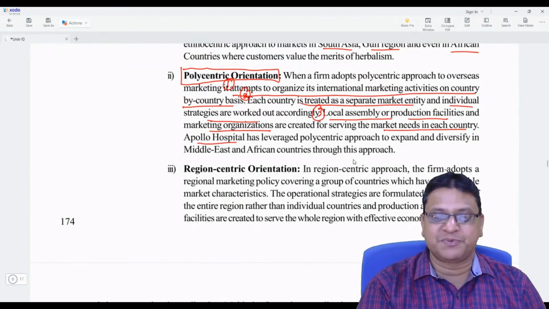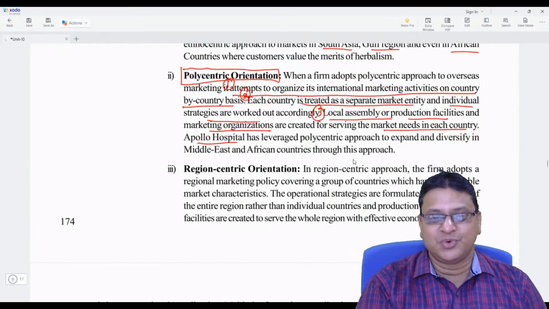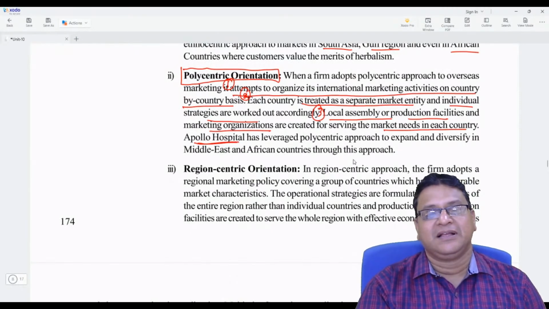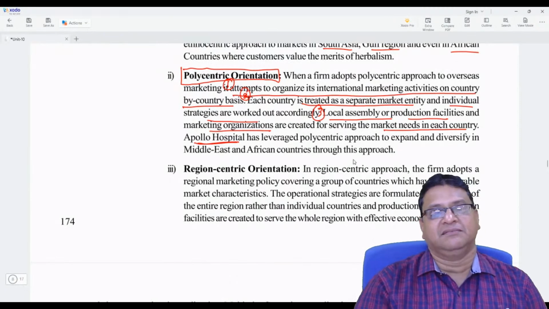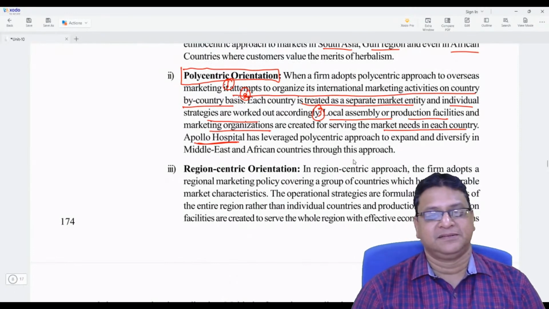Example, Apollo Hospitals. It used the polycentric approach to diversify into Middle East and African countries. As per the needs and requirements of the country, it designs its hospital. That is known as polycentric orientation of doing international business.